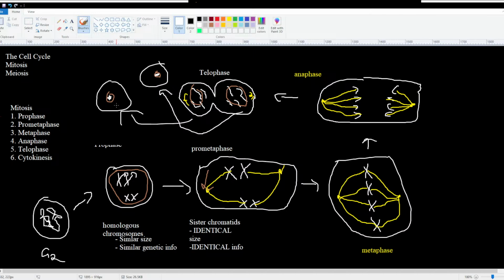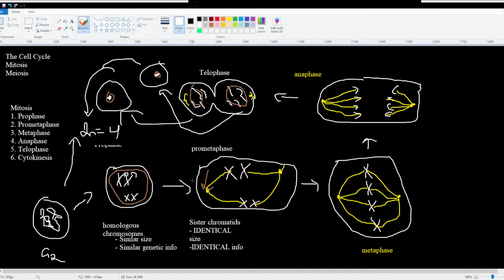So now we have 2 daughter cells, both of which are exactly equal to what we started with. They have the same genetic information. So now both of these cells are 2n equals 4, just like we started with. 2n equals 4. So now this was mitosis.